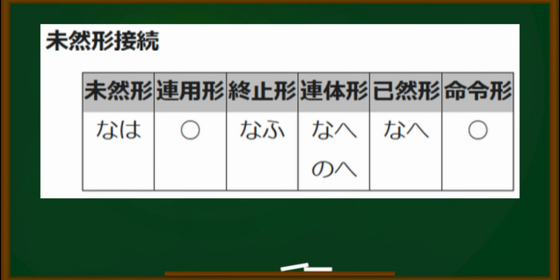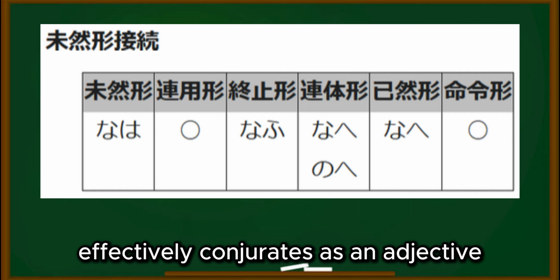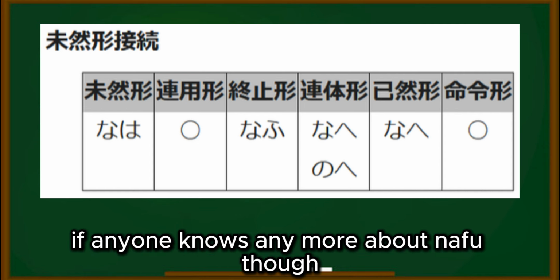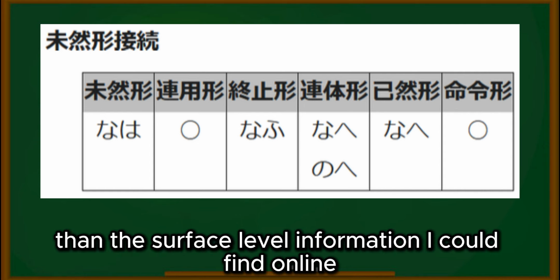However, the most damning evidence I found against nafu being the origin of nai is that nafu conjugated as a verb, whereas modern nai effectively conjugates as an adjective. If anyone knows any more about nafu though than the surface level information I could find online, it'd be very interesting to hear. Another theory is that nai came from nashi.